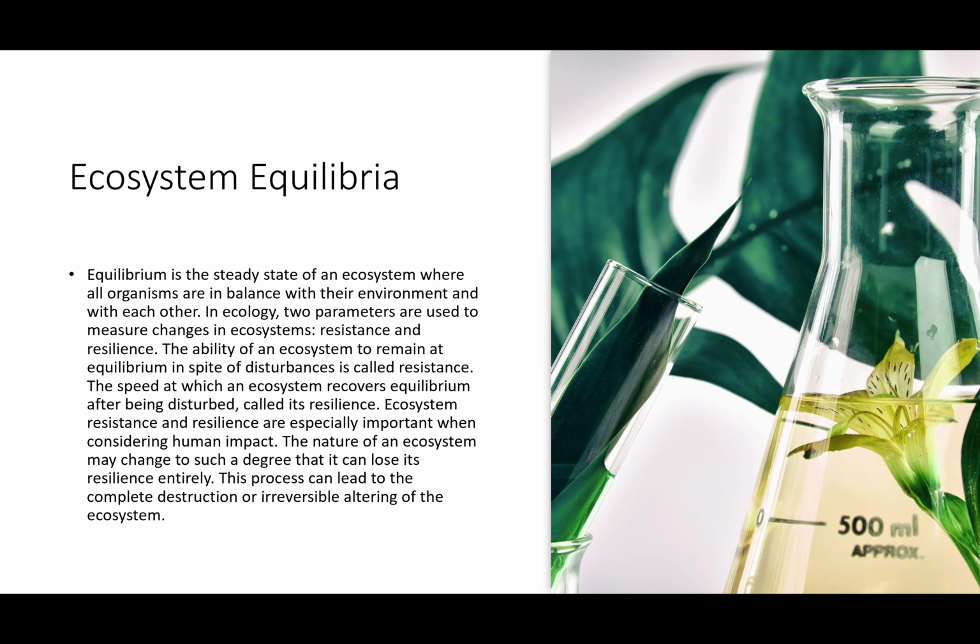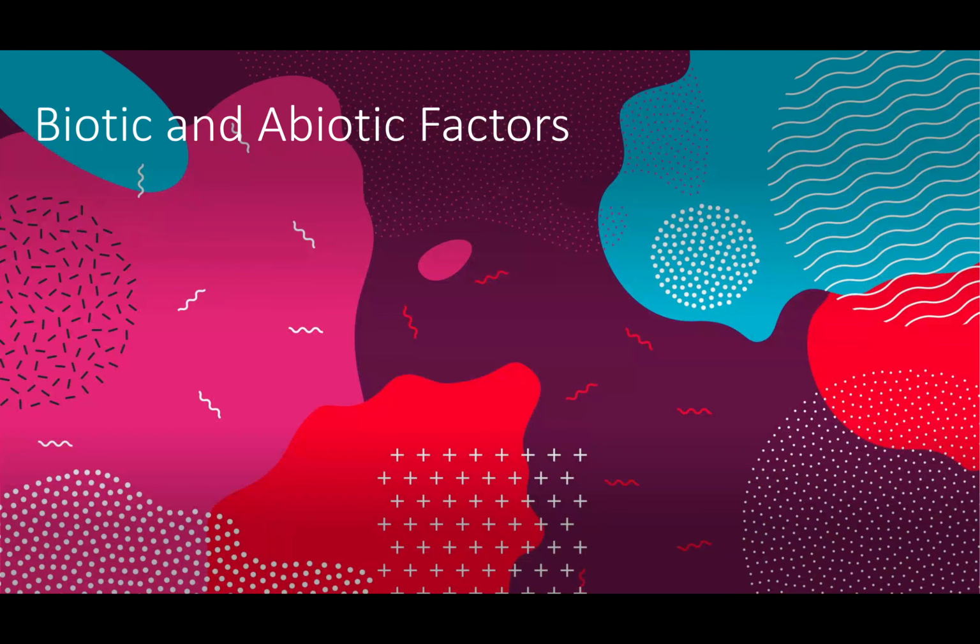So these are especially important when we're talking about the anthropogenic impact on the environment, the human impact. The nature of an ecosystem may change to such a degree that it can lose its resilience entirely. This process can lead to complete destruction, irreversible altering of an ecosystem. So this is just having a look at ecosystem equilibrium. Resistance and resilience are two terms that you guys need for biodiversity, okay?